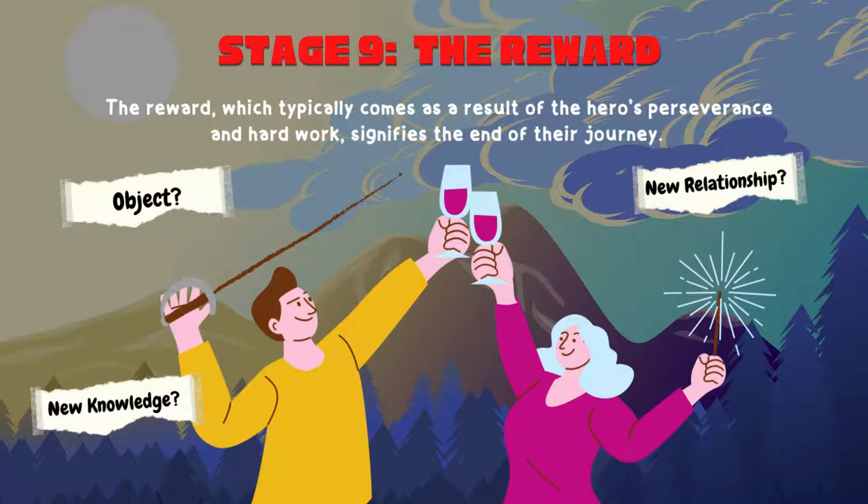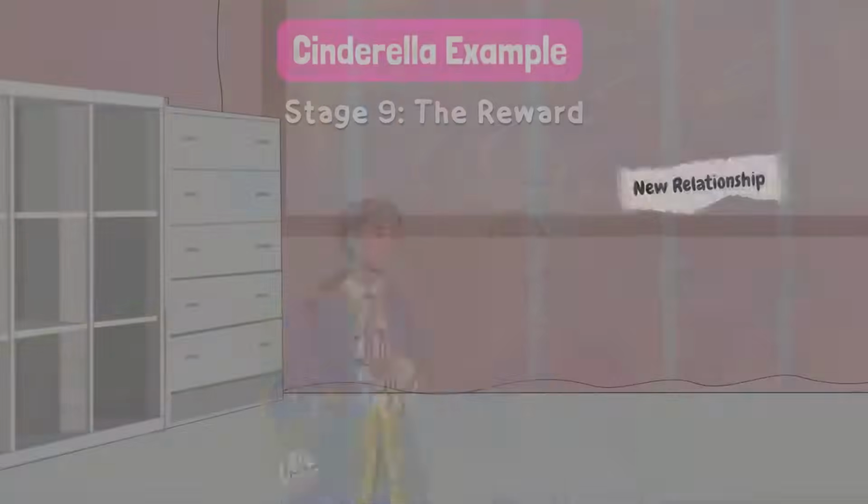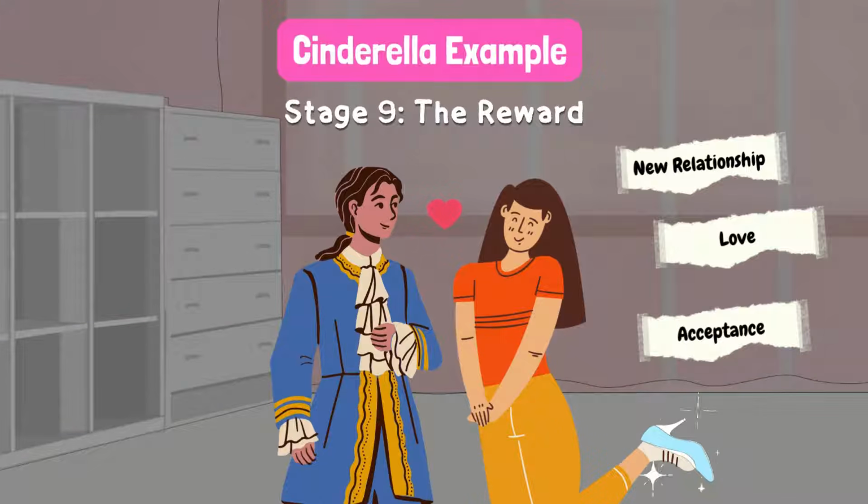After the hero has defeated their greatest enemy or overcome their greatest fear, they will receive a reward. This reward could be an object, a new relationship, or even a new piece of knowledge. The reward, which typically comes as a result of the hero's perseverance and hard work, signifies the end of their journey. In the story of Cinderella, Cinderella is reunited with the prince, who recognizes her as the mysterious woman he fell in love with at the ball. She receives the love and acceptance she's longed for, gaining a chance at a life of joy and freedom.